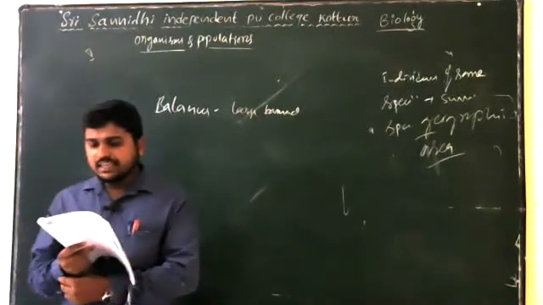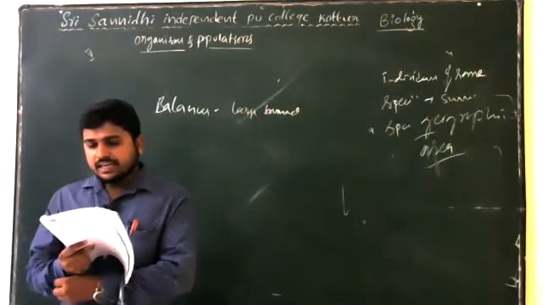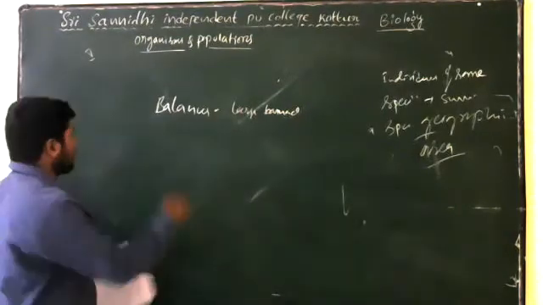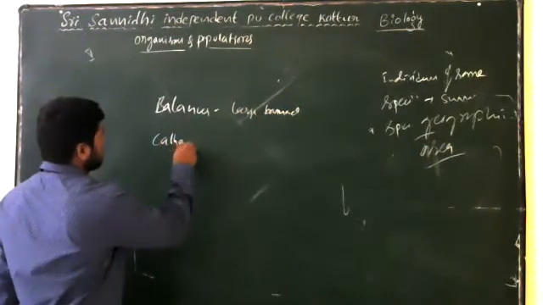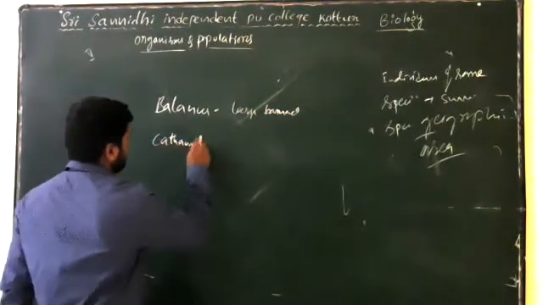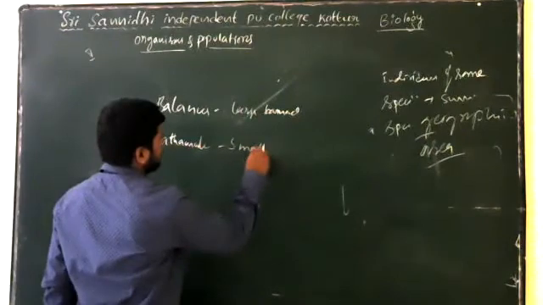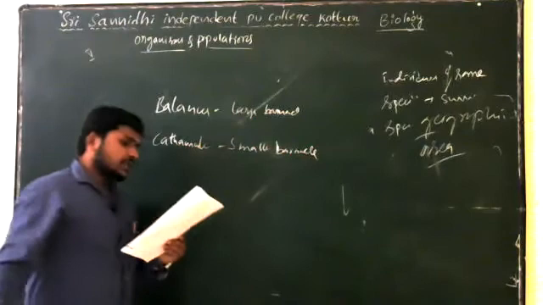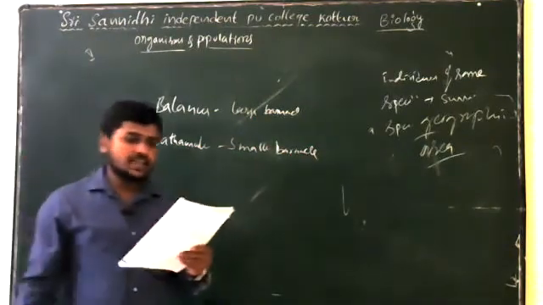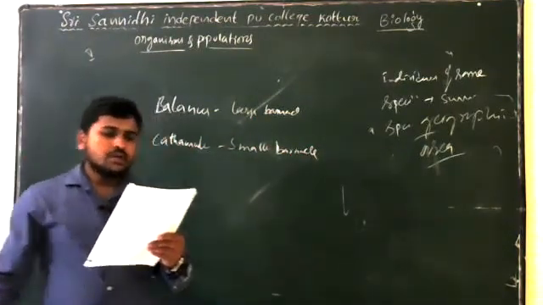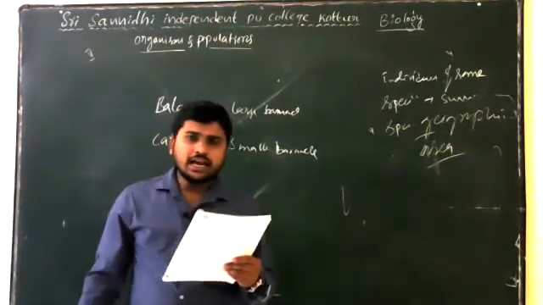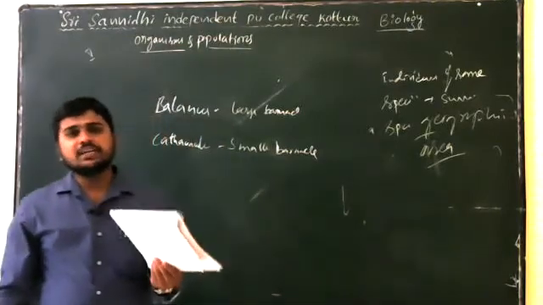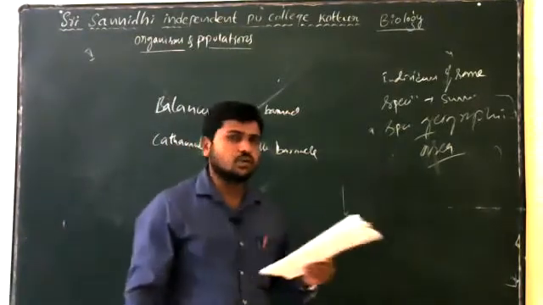Dominates the intertidal area and removes the smaller barnacle, Cathamalus. Smaller barnacles. This happened due to, remember, so you know that two closely related species competing for the same resources cannot coexist.